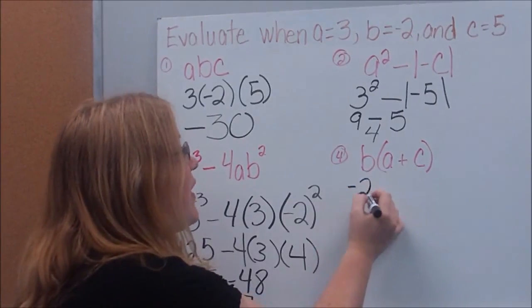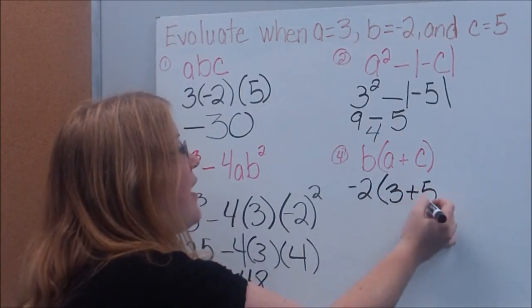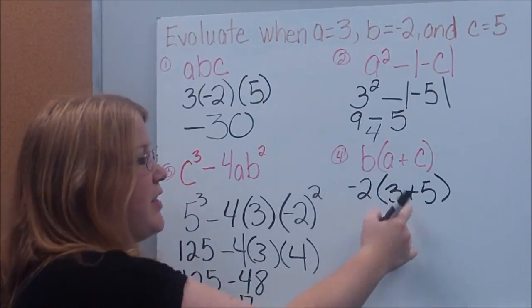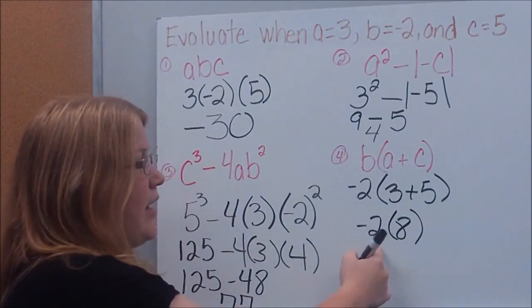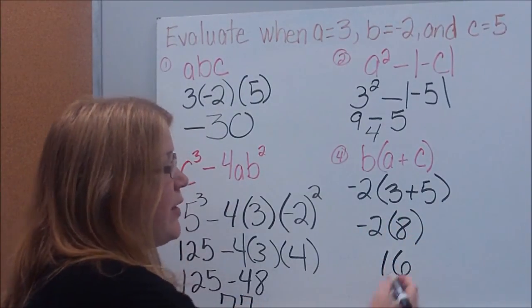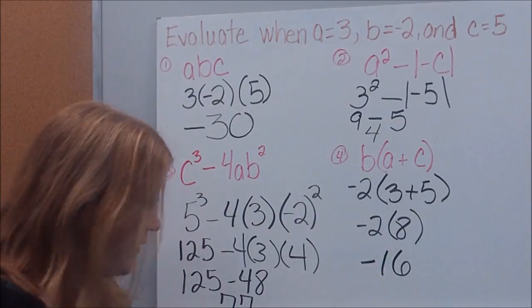We'll do one more. Got a negative 2 times 3 plus 5. Order of operation tells me I need to start by doing my parentheses. When I add those, I get 8. Negative 2 times 8. 2 times 8 is 16. One negative sign, so my answer is also negative.